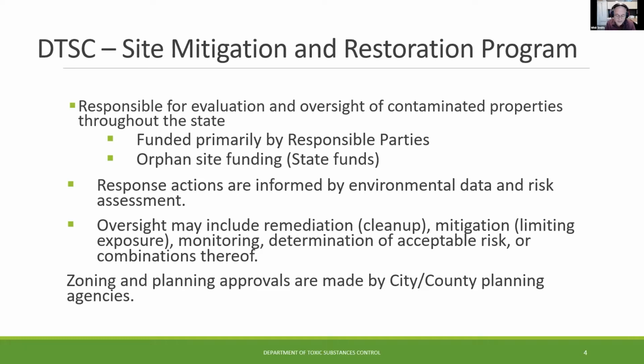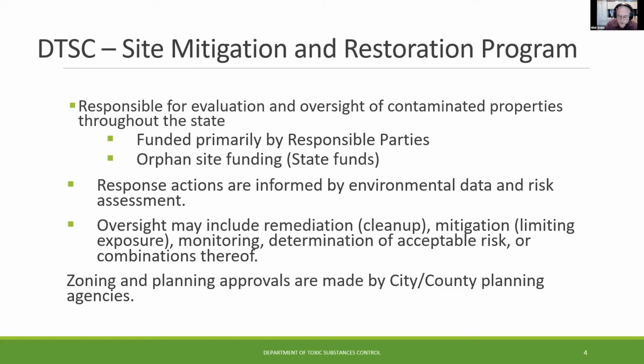For that, let's begin with a reminder about DTSC's role within the state regulatory system. DTSC is responsible for the evaluation and oversight of contaminated properties throughout the state. We are funded principally by responsible parties. We are required to collect costs of oversight from responsible parties rather than from taxpayers. This results in DTSC having to have agreements or orders with each landowner or operator for each property, even when projects are being overseen as part of a common program, as is the case here.